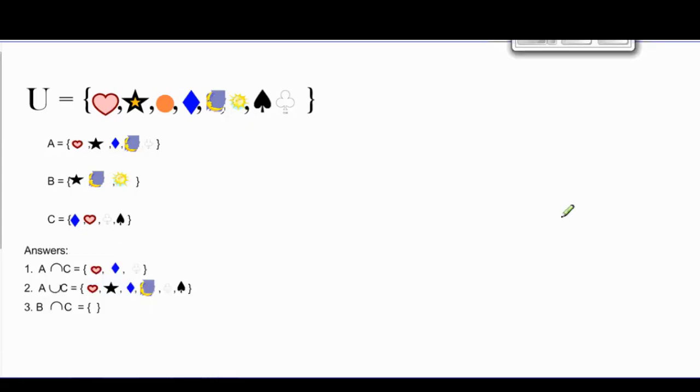Now, hopefully you paused your video and you tried to see what the answers were on your own. You should have found that in set A, and that symbol was and, A and C, we had A, we have a heart. Yep, that heart's in C, so first we put a heart. Star is not in C, so we skip the star. Diamond, yes, the diamond is in C, so we put diamond. Sun is not in C. Club is in C, so we put the club. So A and C is heart, diamond, club.